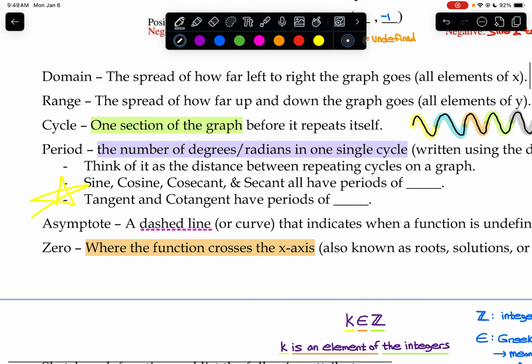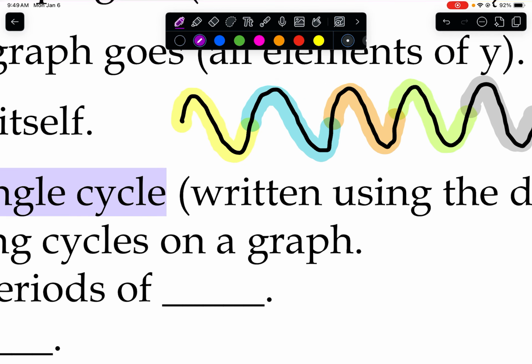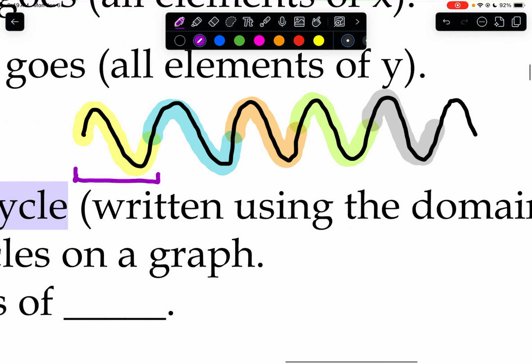Okay, and then the next part that we're going to look at is what we call the period. The period is going to be the number of degrees or radians in a single cycle, meaning we're just going to measure how long each cycle is. So the length of that cycle is what we call the period. Now, each cycle should be the same in your graphs.